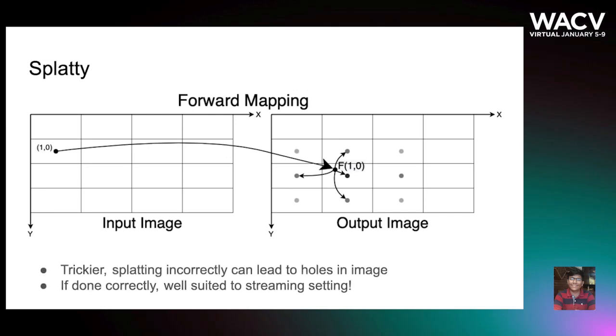This method is slightly more tricky than the backward mapping case, and Splatty needs to be done correctly, otherwise some pixels get no contributions and leave holes in the output image. However, if done correctly, this method is well suited for the streaming settings since we only need to store one row of input and only a few rows of the output at any given point of time.